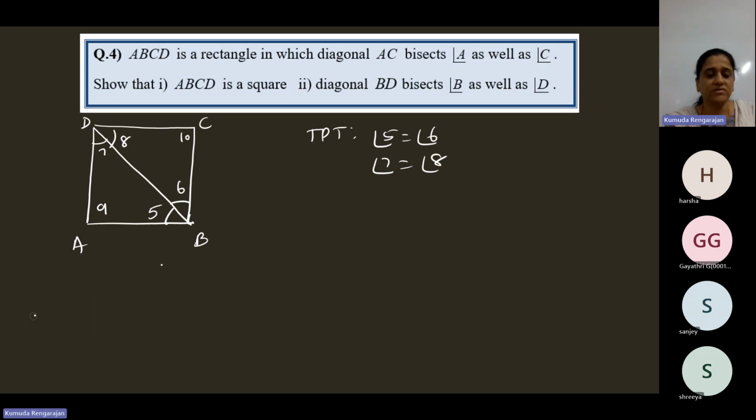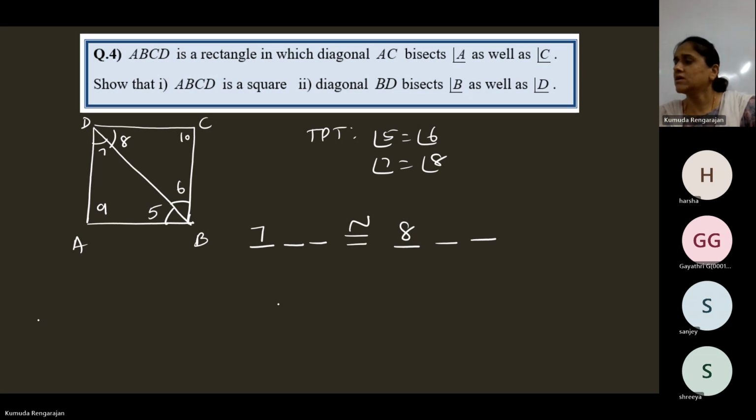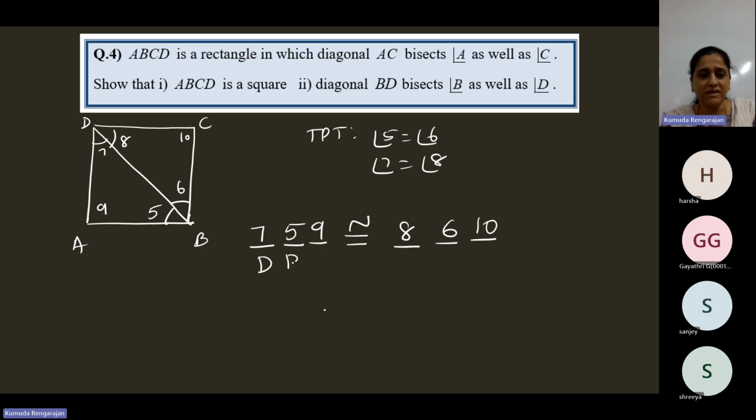Let me write it like this. 7 should be equal to 8. Let me put 3 dashes. I'm trying to use some technique also: 1, 2, 3 vertices congruent to 1, 2, 3 vertices. For 7, I want 8 here. For 5, I want 6. Then the third vertex, 9, 10. How do you name the triangle? DBA congruent to DCB.